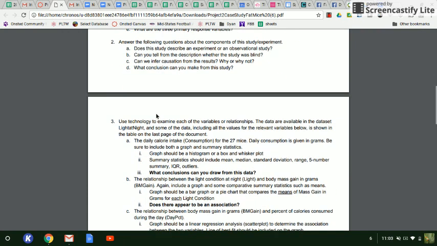When you get into part 3, this is where you're going to be actually analyzing the statistics. So you're doing various different types of graphs and data analysis techniques that we've learned about. For part A, you are going to be looking at the daily calorie intake, which is consumption for the 27 mice. The daily consumption is given in grams, and you're going to include a graph and summary statistics. What we want here is a histogram or a box plot of the consumption data. The summary statistics would mean the mean, median, mode, all of that, and all the things listed here.